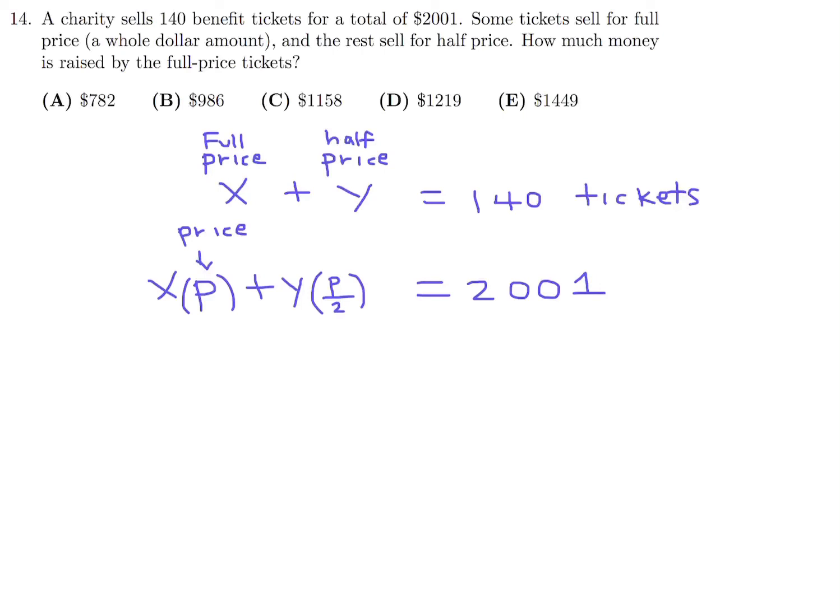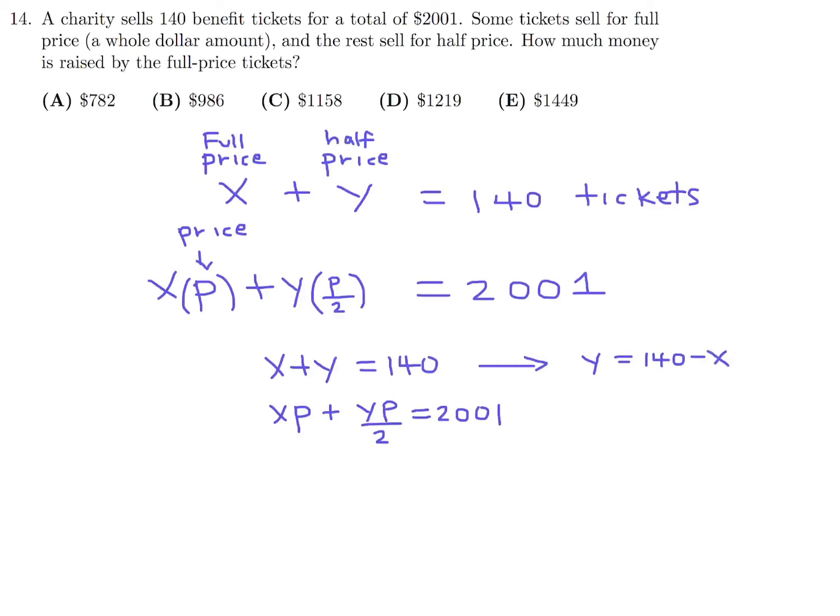I'm going to start first by writing it out without words. XP plus YP over 2 is 2001. All right. From the first one, you get that Y is equal to 140 minus X, correct? And then I'll substitute that into here. So I have XP plus (140 minus X) times P over 2 is equal to 2001. All right?